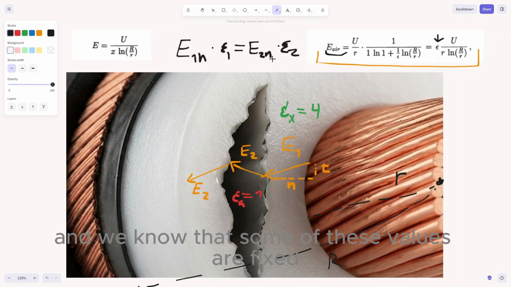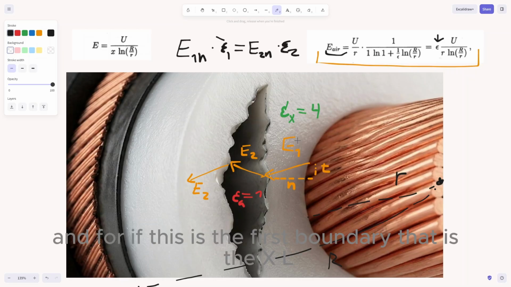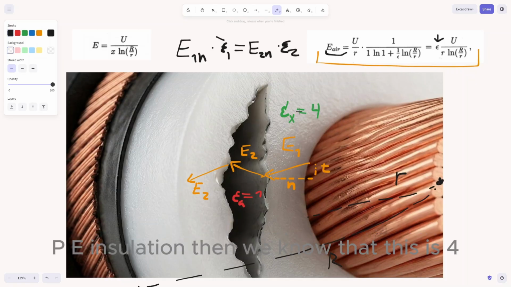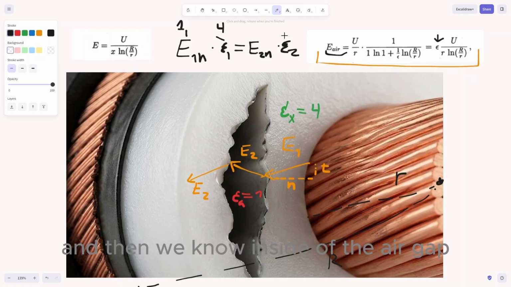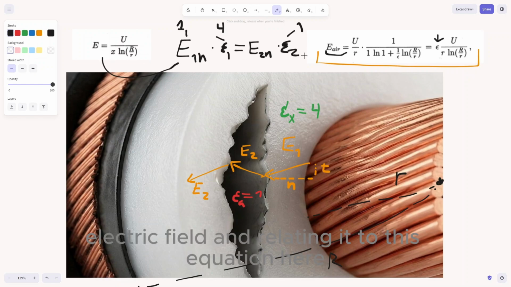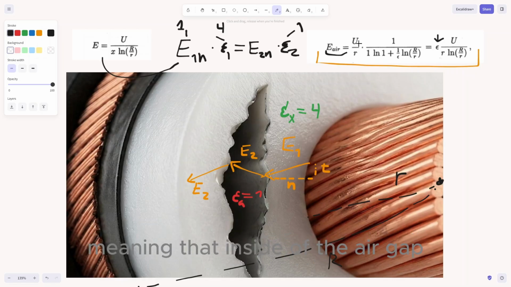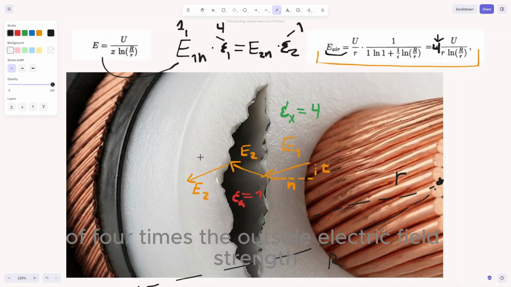And we know that some of these values are fixed. So this is a material constant. And if this is the first boundary, that is the XLPE insulation, then we know that this is 4. And let's assume that the electric field here is 1. And then we know inside of the air gap, the permittivity is 1. So what happened to the electric field inside of the air gap? Well, we can rearrange this equation, and by knowing the actual electric field and relating it to this equation here, we get that inside of the air gap, we would actually have an increase of 4 times the outside electric field strength.